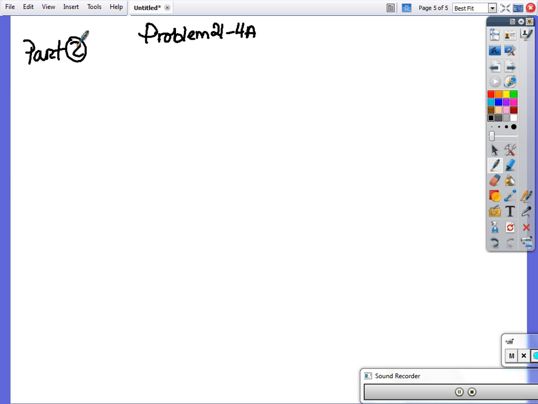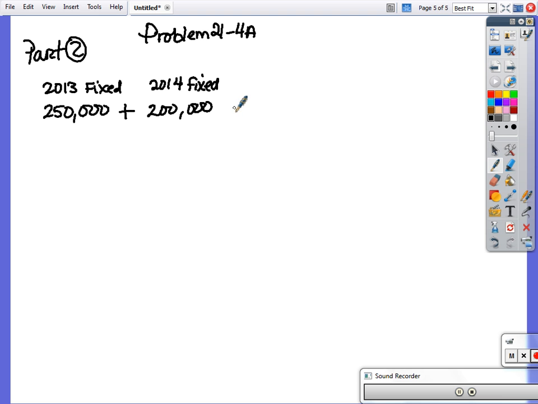Okay. So that's what we're trying to get to. The new fixed cost amount is going to be 2013's fixed cost plus what? 200,000. Since there was no change, we take what was existing, 250,000, plus 200,000 gives us fixed cost of what? 450,000.